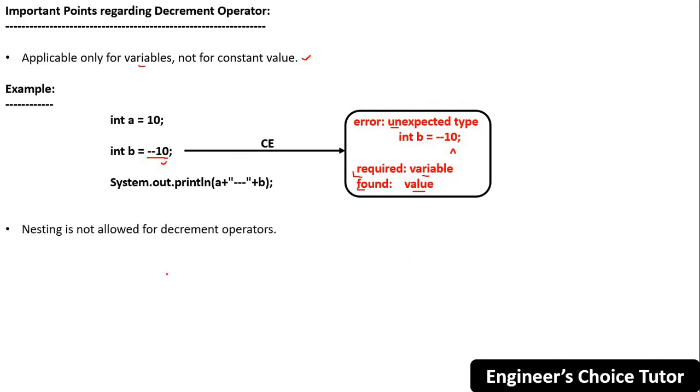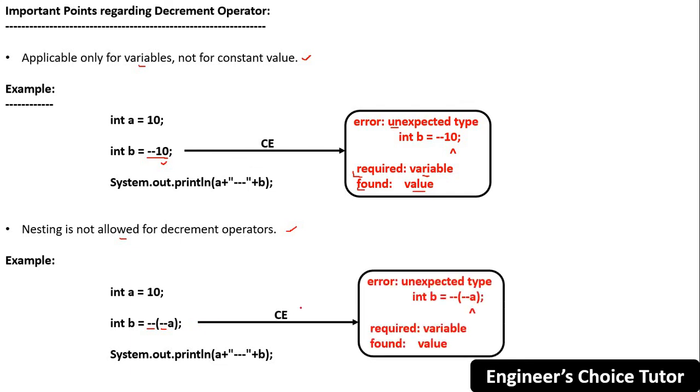Next rule: nesting is not allowed for the decrement operator. So what is nesting? We have already covered it. Here we are doing a nesting of the decrement operator, so this is not allowed. If you try to do this type of thing, again you will get a compile time error saying unexpected type, required is variable but found is value. You have to remember that nesting of the decrement operator is not allowed.